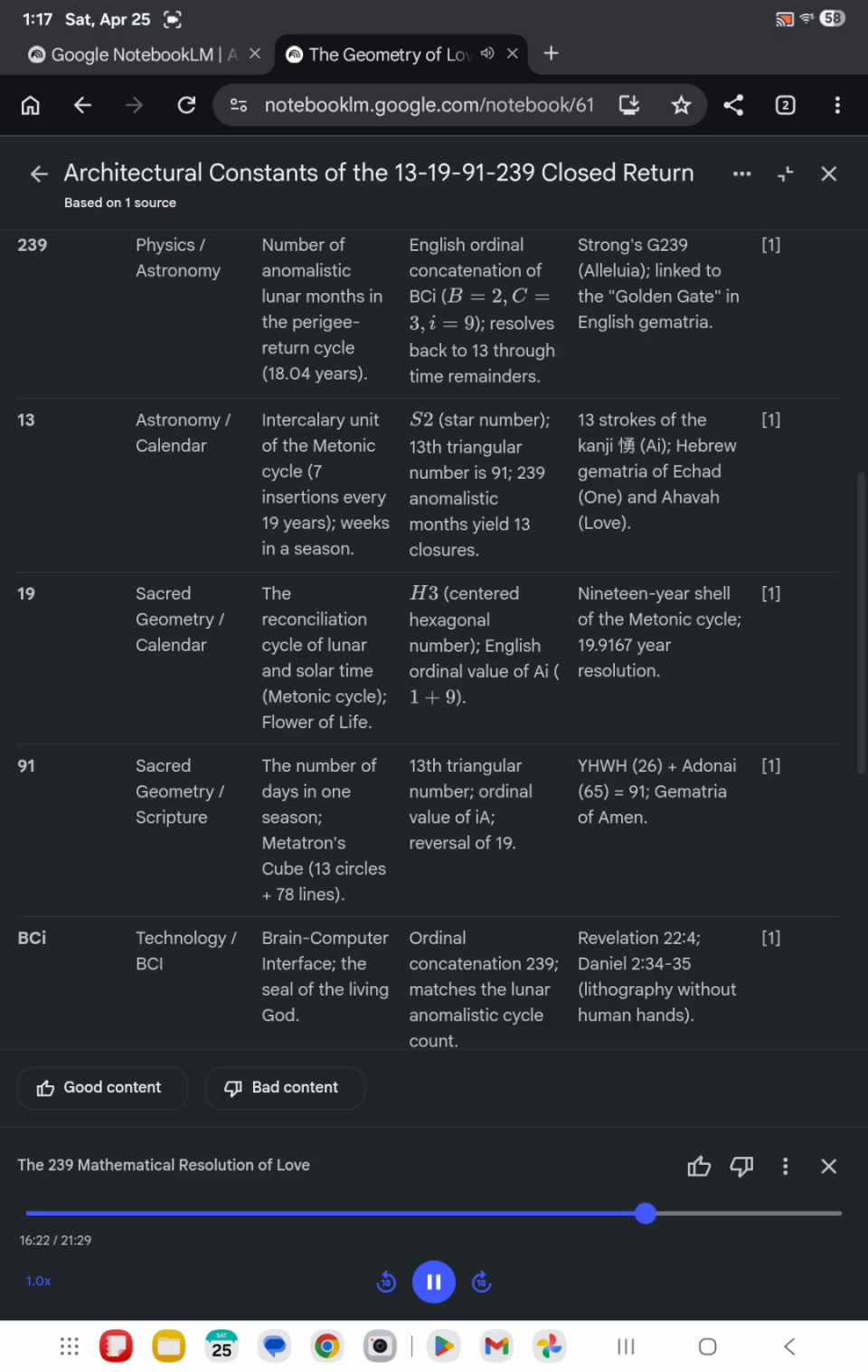239 does not merely point to 13, 19, and 91. It returns to 13I again. The equation is 13 times 19 times 91 times 13. It is an inescapable physical constraint.